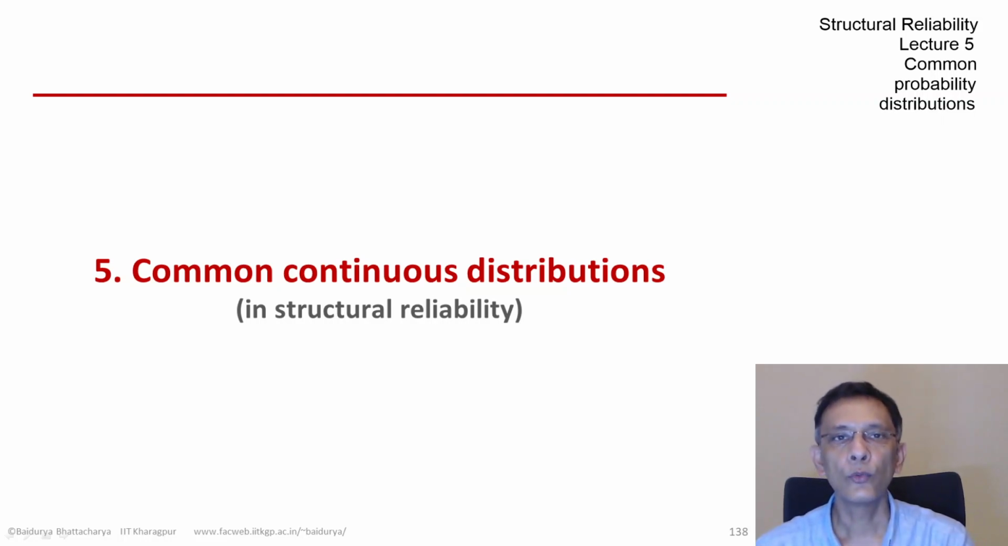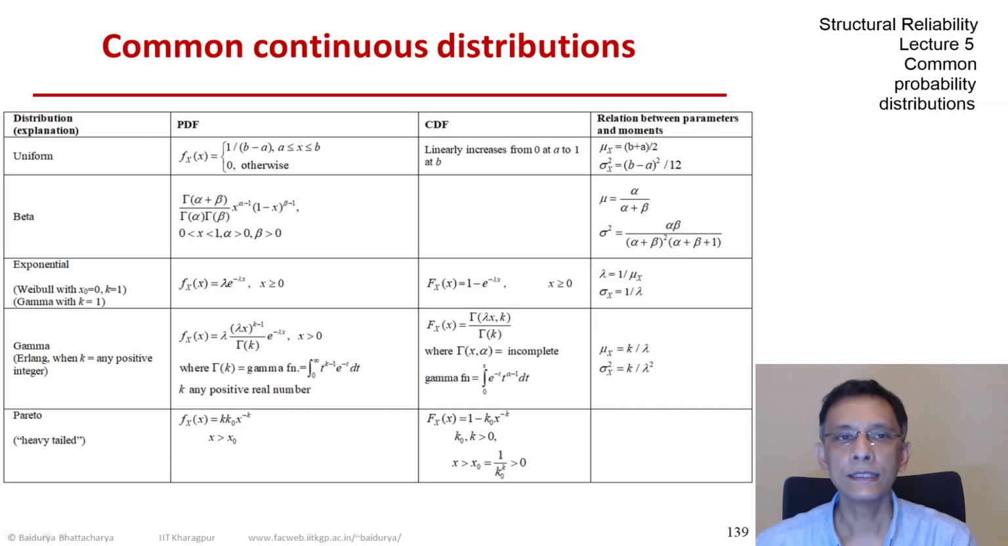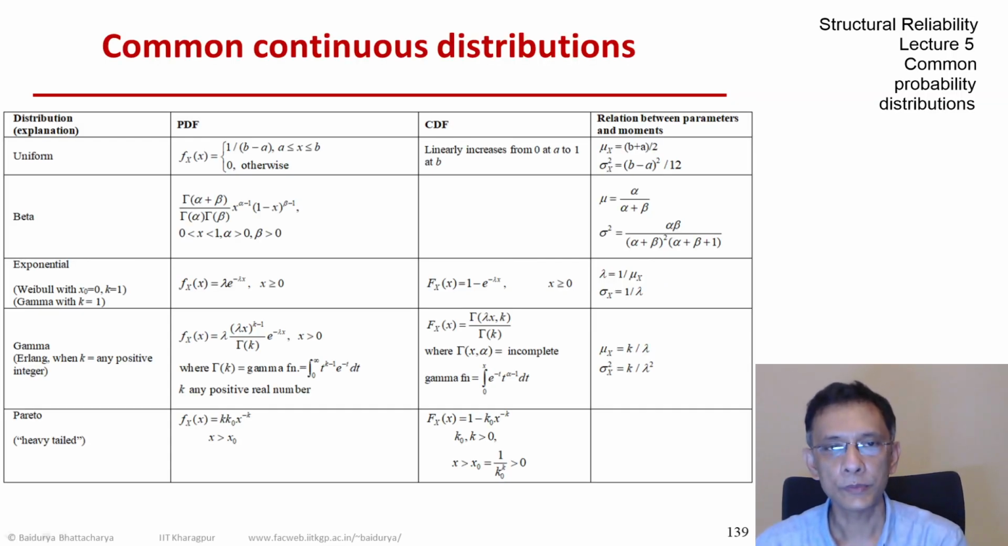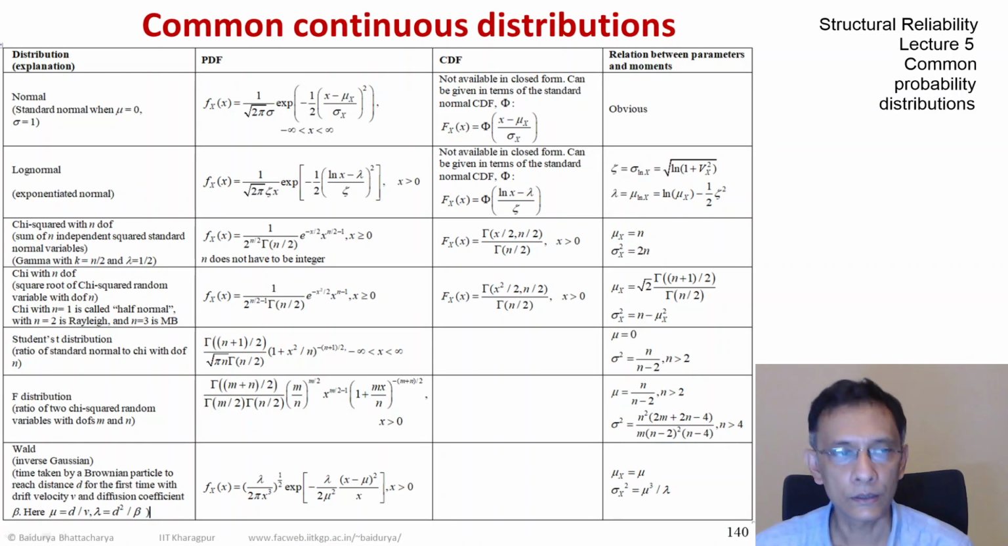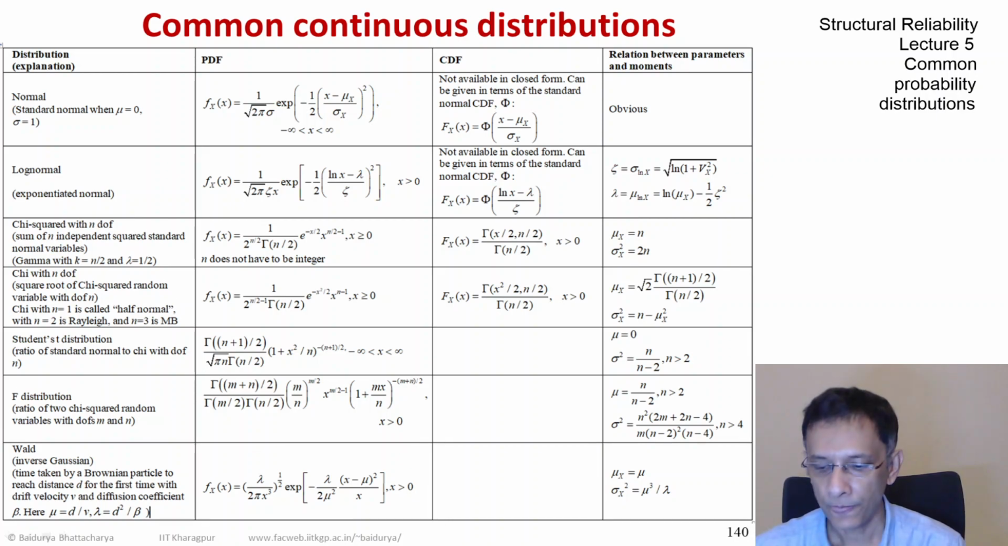In this lecture, we are going to look at some of the commonly occurring continuous random variables in structural reliability problems. I have this list, which is also in your course material, of such continuous random variables. Of these, we will pick up the uniform, the exponential, and the gamma for further discussion. And in the normal family, we are going to look at the normal and the log normal distribution today.